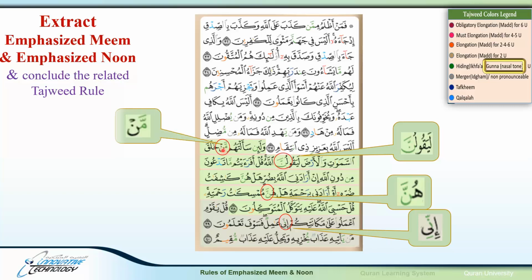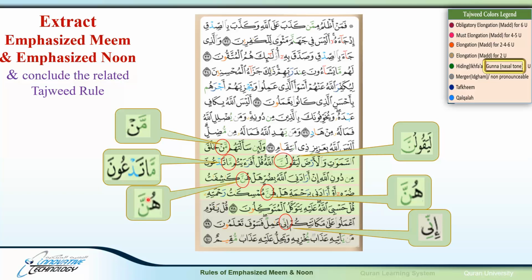سألتهم من, here is a meem with shadda and fatha, and we give it Ghunnah for 2 units. أفرأيتم ما, meem here also is given Ghunnah for 2 units. أفرأيتم ما تدعون. هل هن, noon with fatha and shadda.